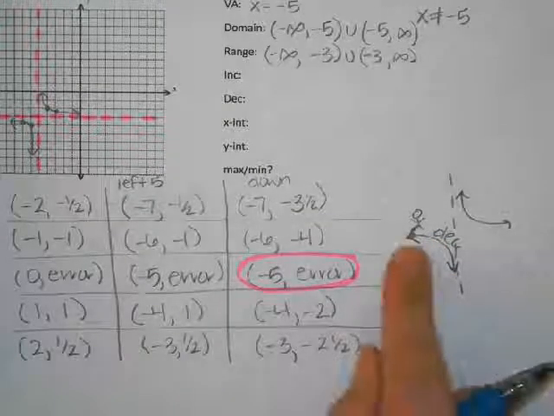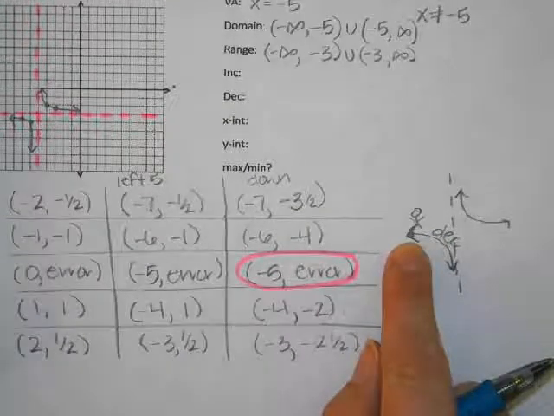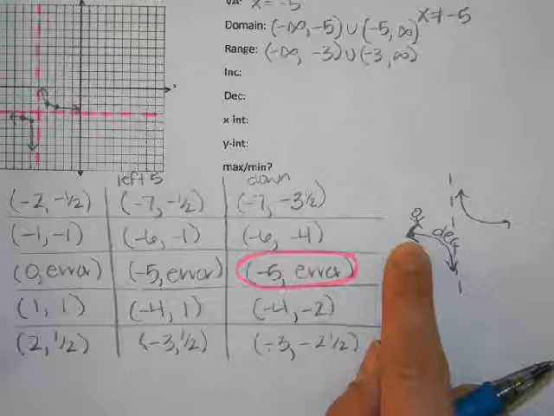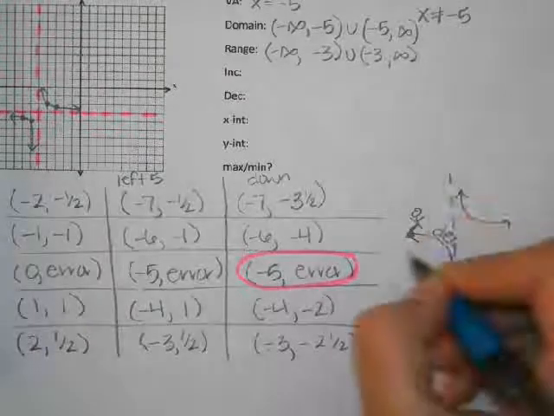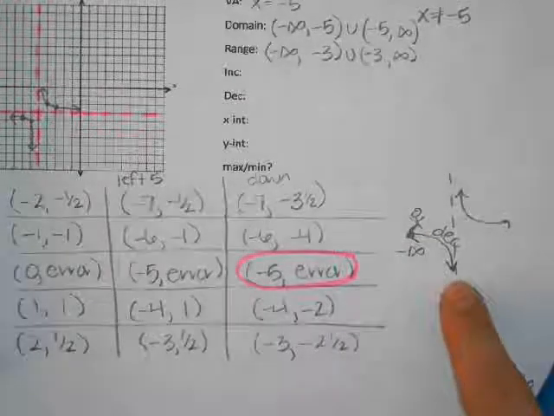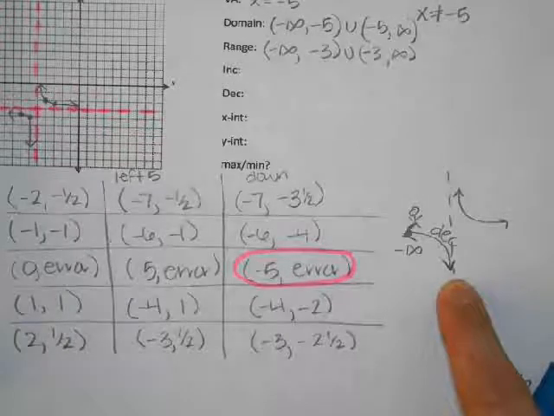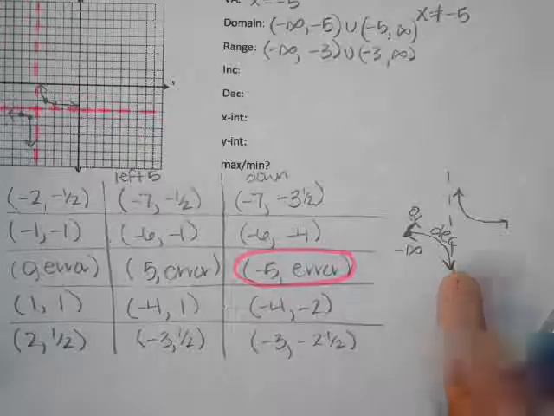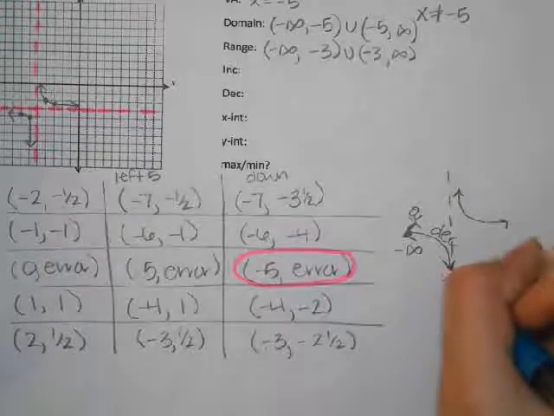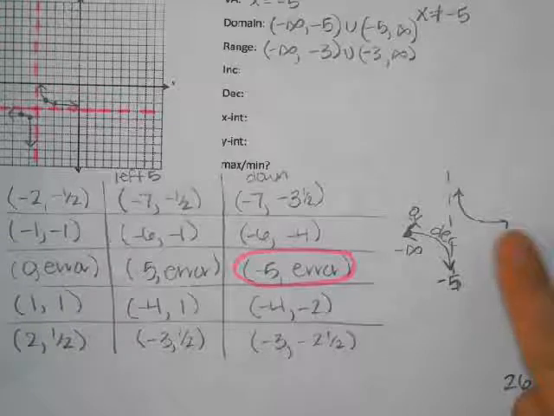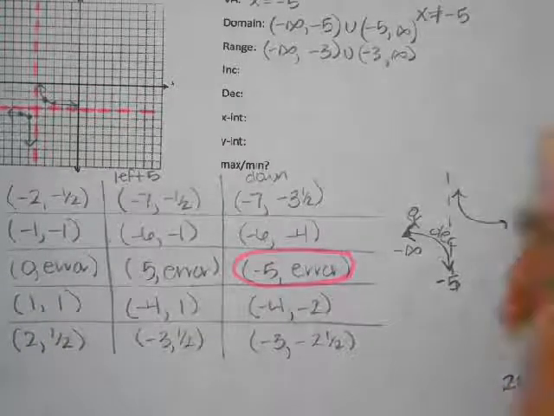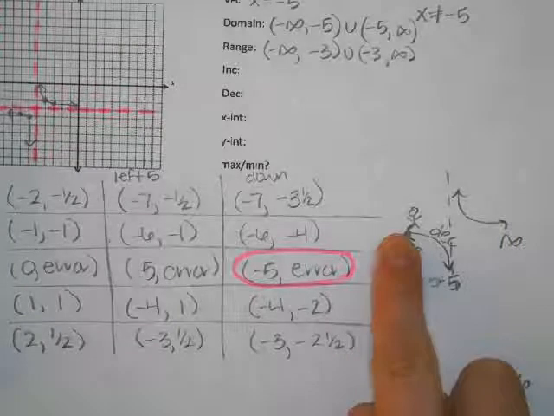Okay, so what was the x coordinate right here? The x coordinate of an arrow going to the left? Negative infinity. What's the x coordinate at the asymptote? Negative 3. Wait. Negative 5. Negative 5. There we go. And then what's the x value over here? Infinity.